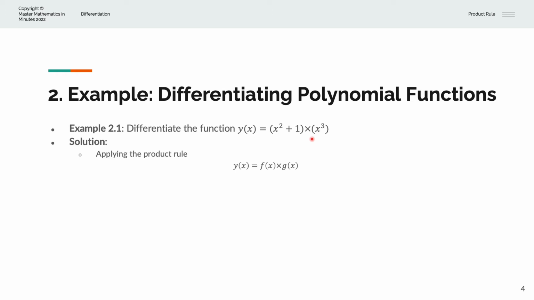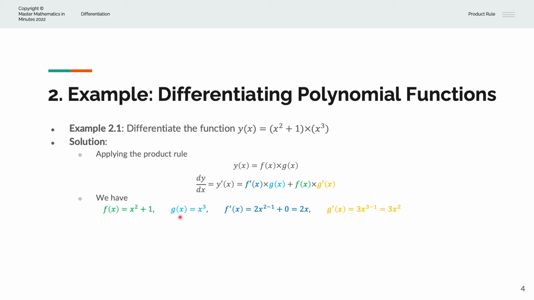So we'll state the product rule here, and this is identical to what we saw earlier. Notice that f(x) is equal to the first term and g(x) is equal to the second term, and so we will define it that way. So we set f(x) equal to x squared plus 1, and g(x) equal to x to the power of 3. So we've defined the function f, and we've also defined the function g.